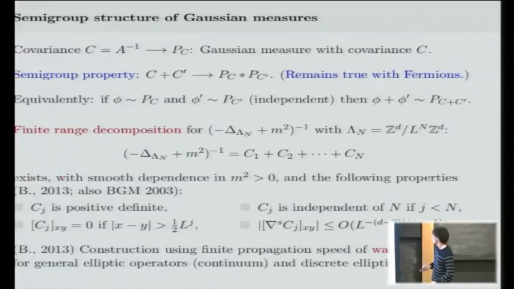Well, to achieve this, let me recall some basic facts from probability theory. First, that Gaussian measures are well parameterized by the covariance rather than by the quadratic form that appears in the exponent. And that they have this semigroup structure: if you add two covariances, you again obtain a Gaussian measure, and this Gaussian measure is the convolution of the two original Gaussian measures. Or said in a different language, if you take two independent Gaussian fields with covariances C and C prime, then the sum is again Gaussian, and the covariance is C plus C prime. And it turns out this is an algebraic property that remains true if you look at fermions. It still makes sense.